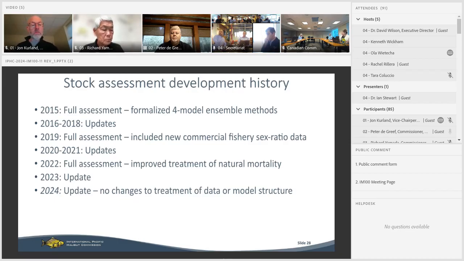Okay, to reorient you to the stock assessment process, as was mentioned earlier this morning, we're on approximately a 3-year schedule for full stock assessments. The most recent full assessments have been in 2015, 19, and 2022. In 2023, we had an update stock assessment, and this year is again an update, which means we've made no major changes to the way the data are treated or the model structure that we're using. For 2025, we do have planned a full stock assessment, which means we'll be revisiting all aspects of the data and modeling approaches.